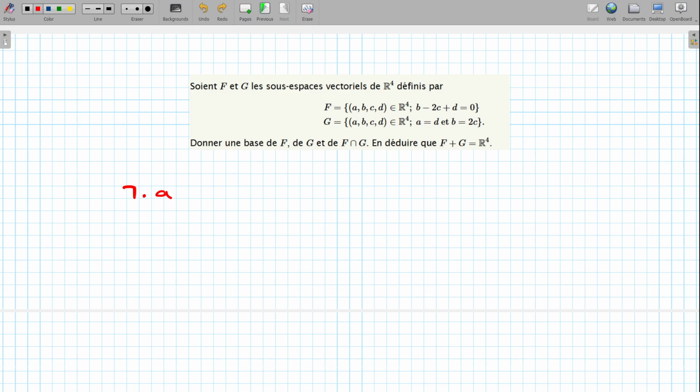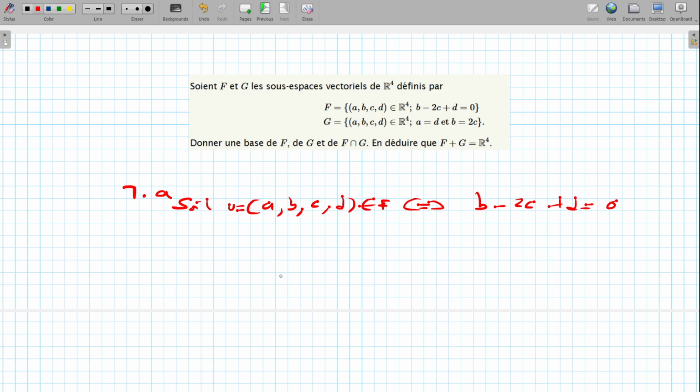This is 1A. To understand what is happening here and get to the final answer, we have to choose a vector in F. We choose a vector in F, look at the condition, and then see how that vector U is going to be decomposed. So we're going to say soit U, which has components A, B, C, D, a vector in F. What does it mean for this vector to be in F? Well, it means that B minus 2C plus D is equal to 0, like so.